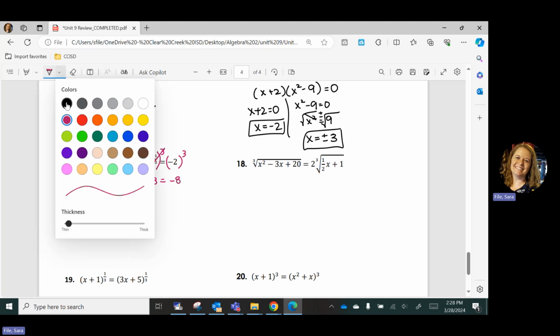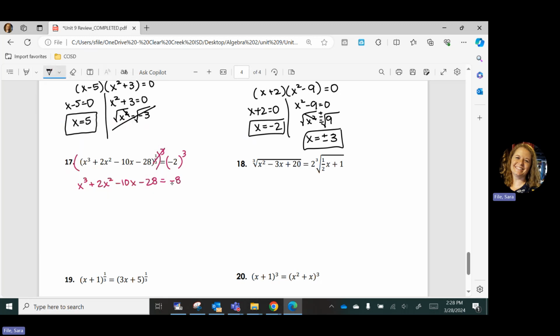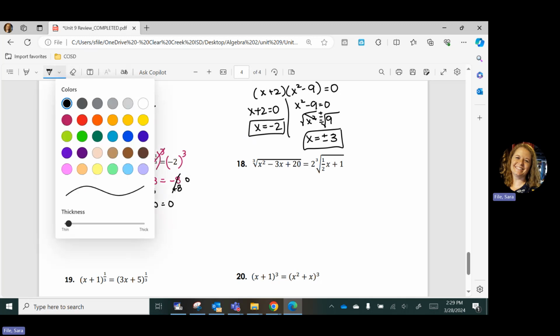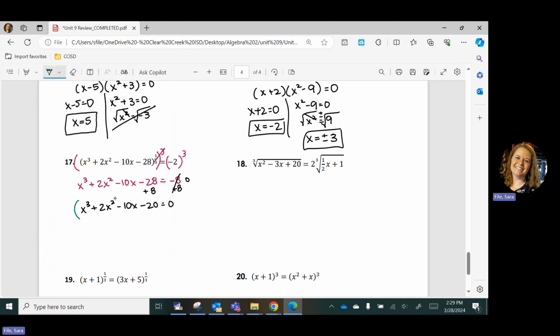So I need to move that negative 8 over by adding 8. So I'm going to add 8 to this side to get this side to be 0. So that will be, well, this stays the same. That would just be minus 20. Now it's set up for us to do our factor by grouping.